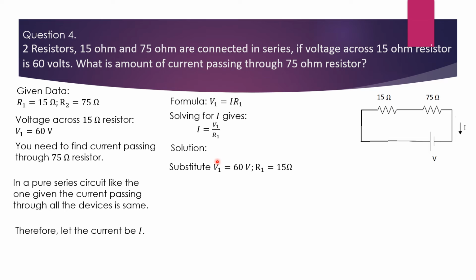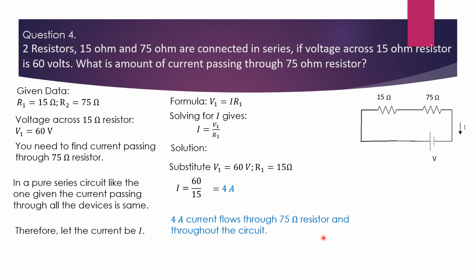The solution. Substitute V1 is equal to 60 volt, R1 is equal to 15 ohm. So I becomes 60 over 15. Reducing this fraction results in 4 ampere. So 4 ampere current flows through 75 ohm resistor and throughout the circuit. It is 4 ampere from 15 ohm, it will be 4 ampere from 75 ohm, and it is 4 ampere from the battery source as well.